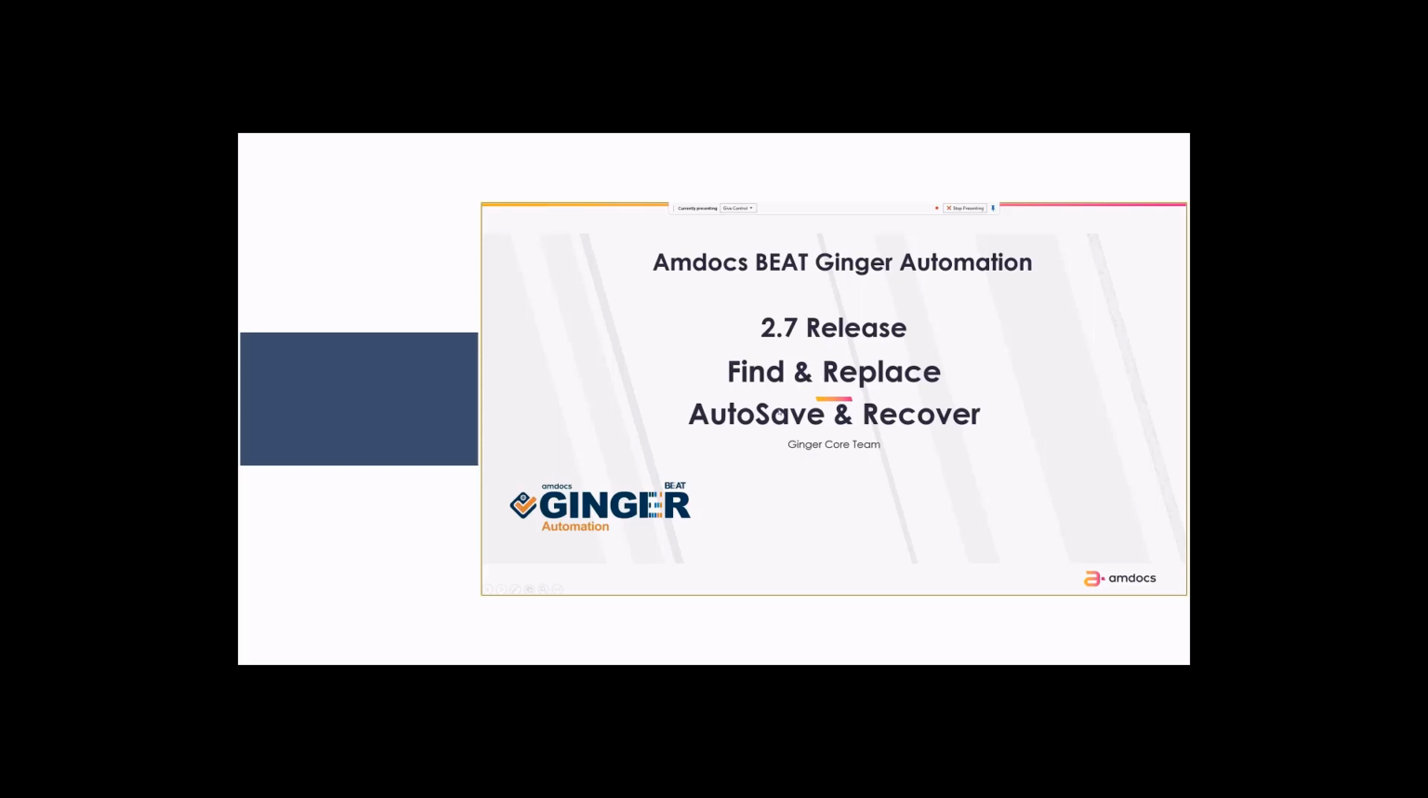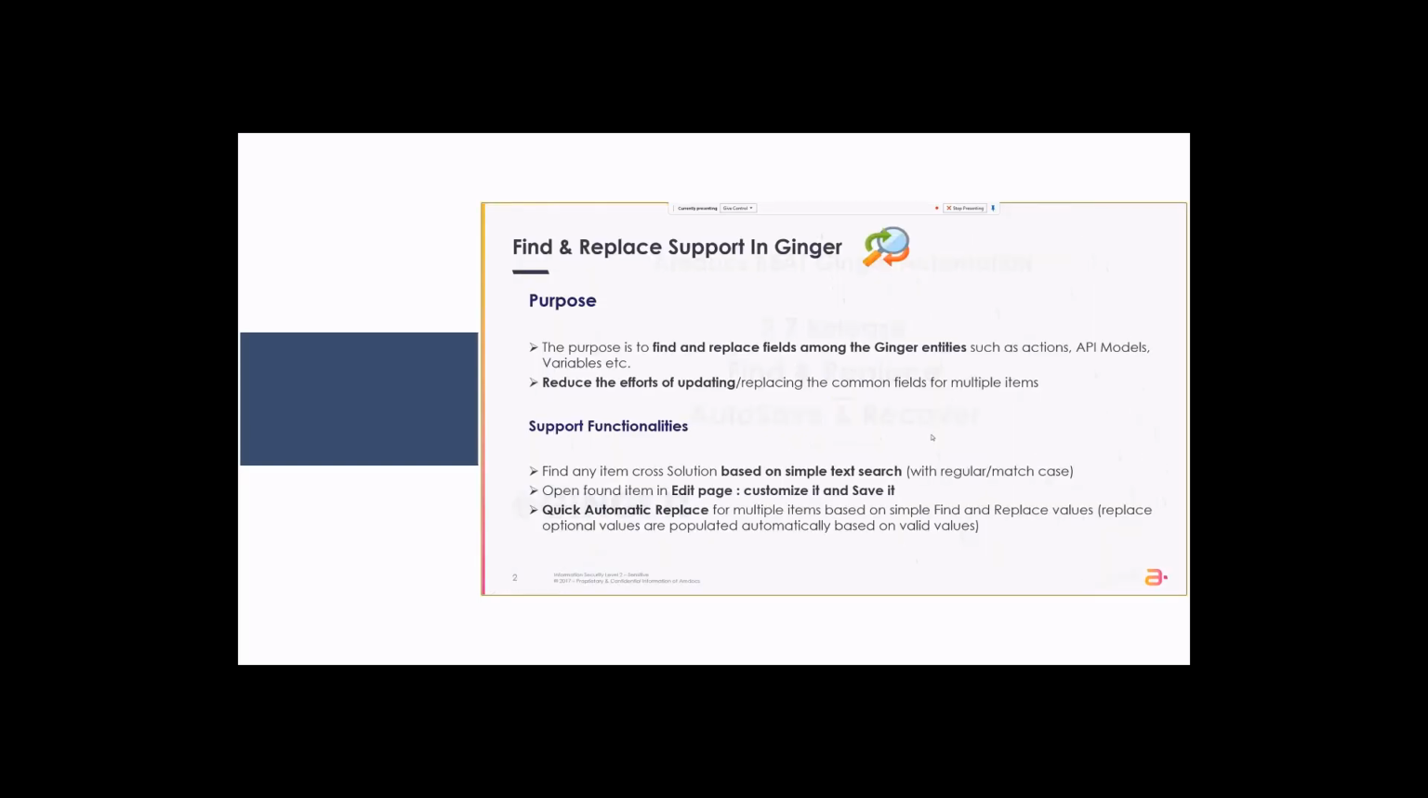First is find and replace and the second is auto save and recover. So we'll first see the find and replace support in Ginger. Until now, till the last release, if a user wants to search or find any specific item, he has to go to the tree item and search for that item manually. So we are trying to make it easier for users to find and replace the items.